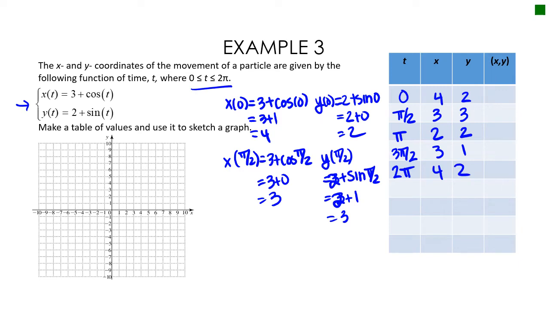and 4, 2. So if I were to graph this particle, so we start at 4, 2, moves to 3, 3, then it goes down to 2, 2, then it goes down to 3, 1, and then it goes back up in a circle again up to 4, 2. So you can see that that ends up creating a circle.